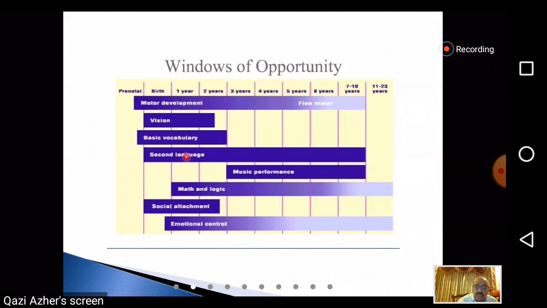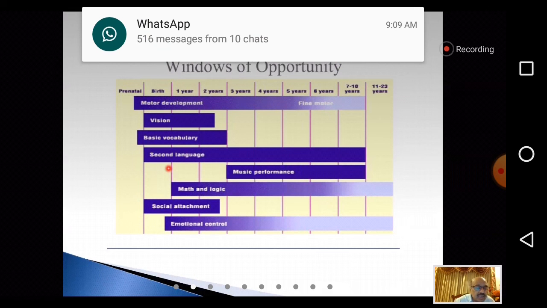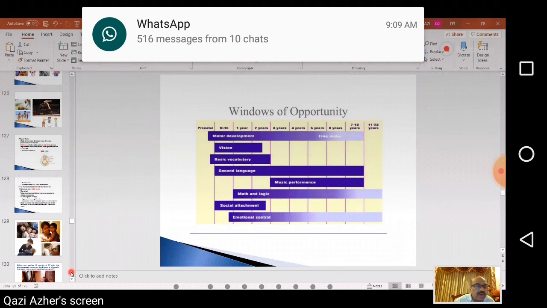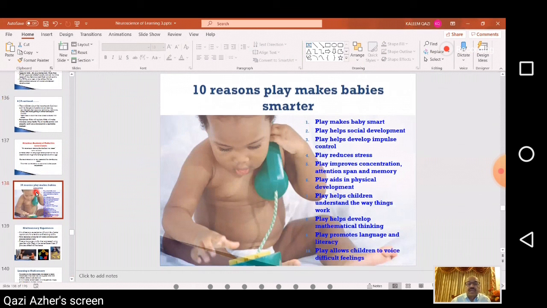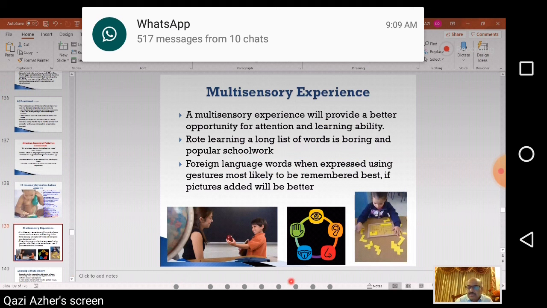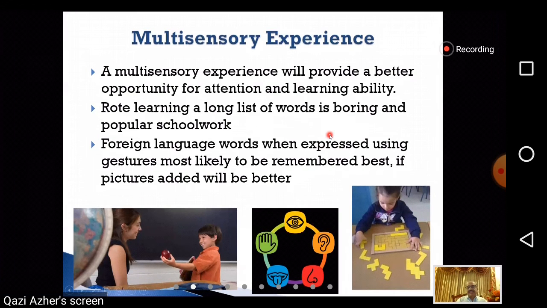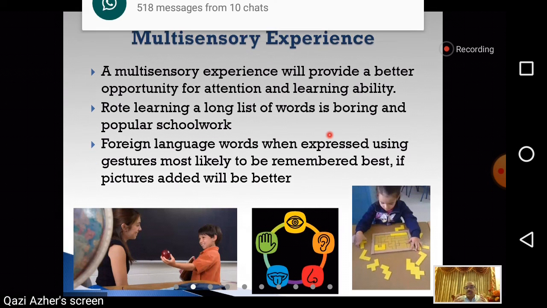So let me go to last time, I was talking to you about how play makes babies smarter. After that, this is the slide I want you to always remember. Multisensory experience. The child learns faster when he or she involves more than one sense.